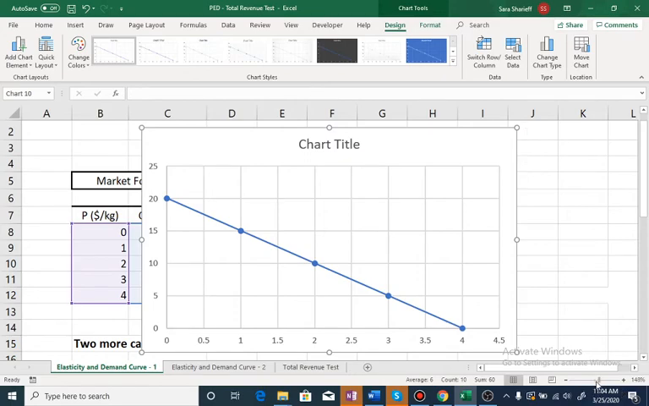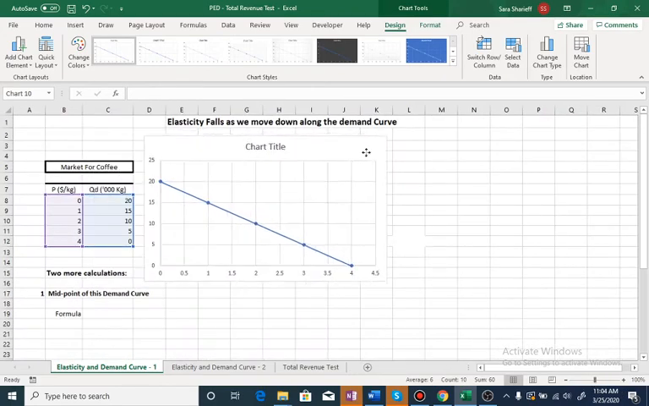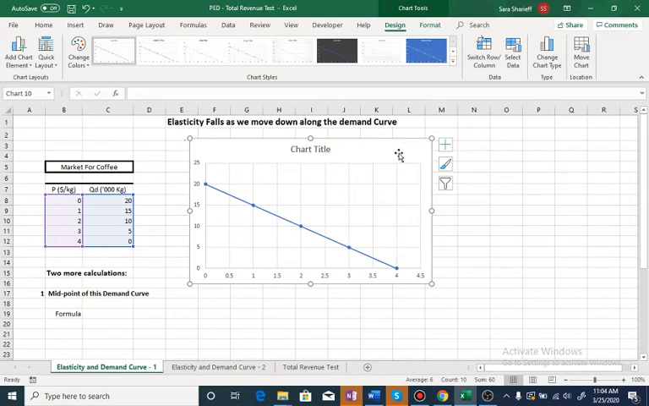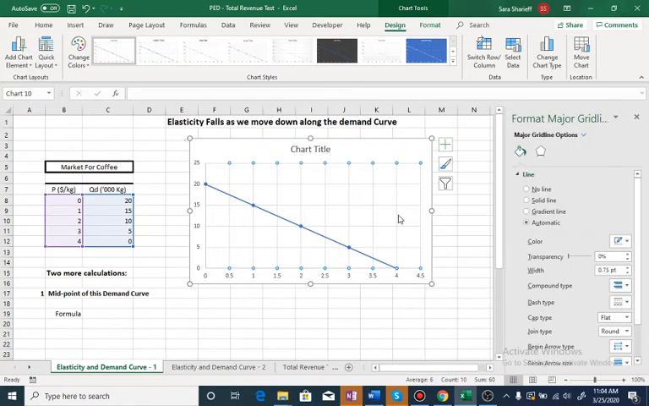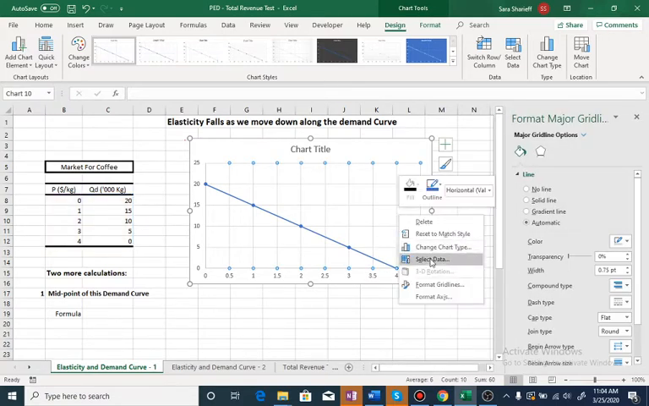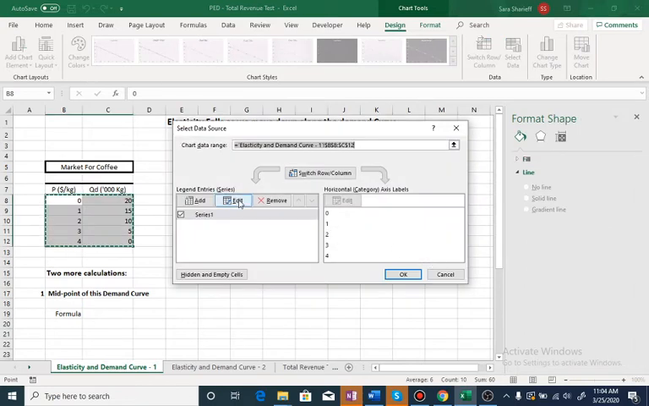Now there is one problem with Excel. By default it always plots the first column on the horizontal axis. In this case it is plotting price on the horizontal axis. So the first change that we must make in this graph is to switch the axis, right?